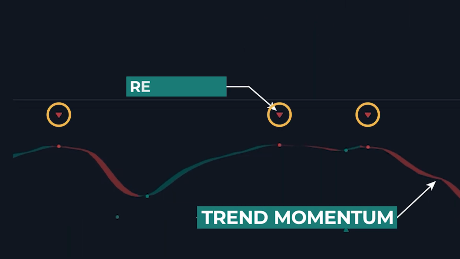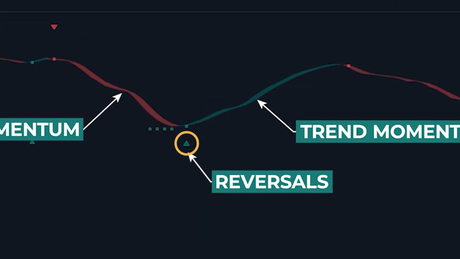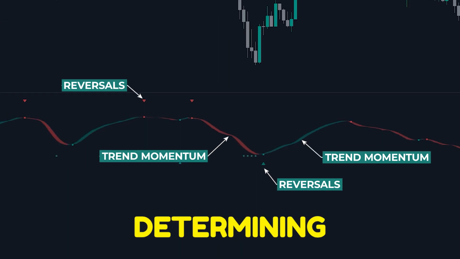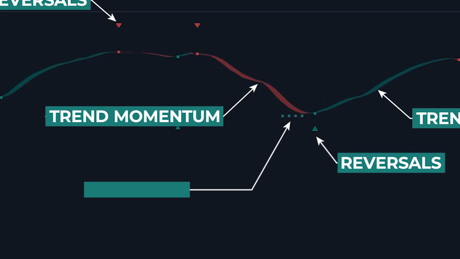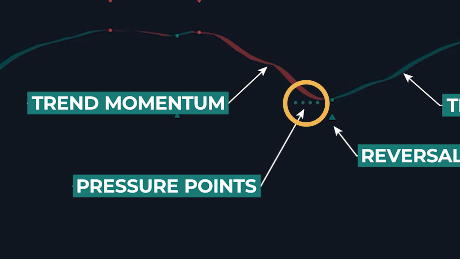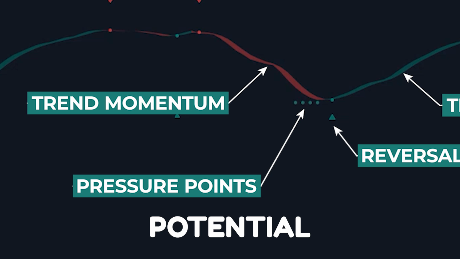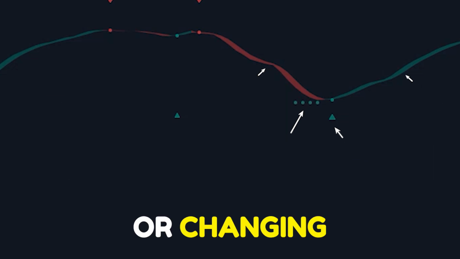Large triangles denote reversals, which are accompanied by a comprehensive trend reversal detection system that assists you in determining when a trend is shifting. And let's not forget about the pressure points, those tiny dots that indicate pressure in the market, signaling potential trends are slowing down or changing.